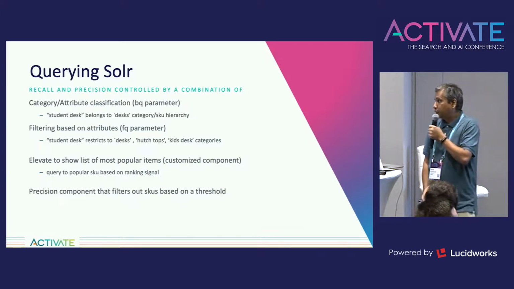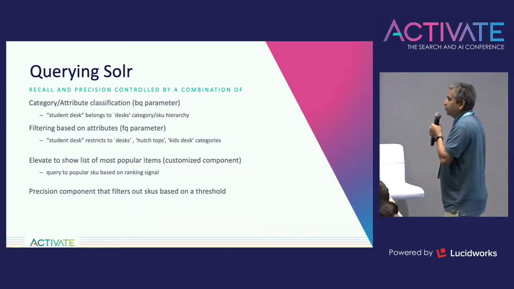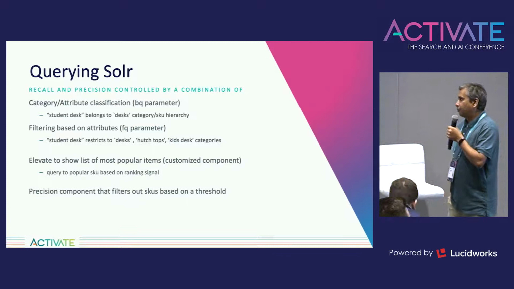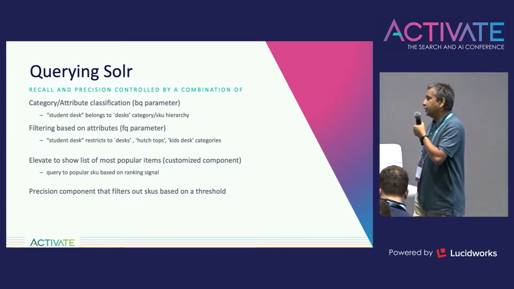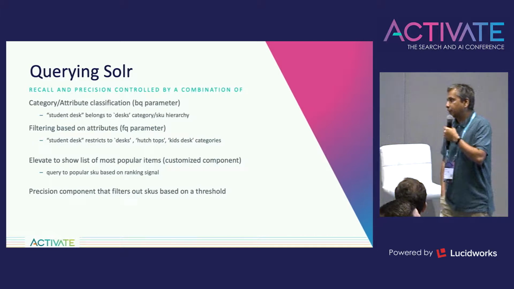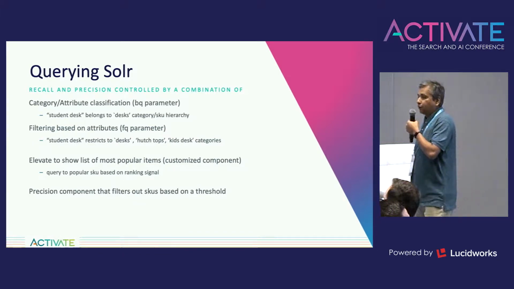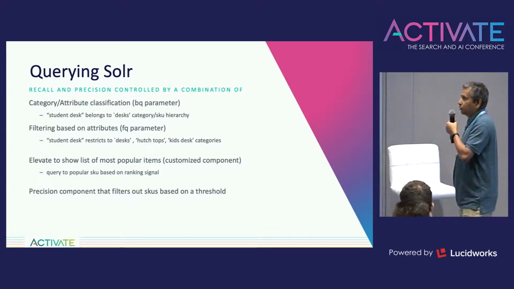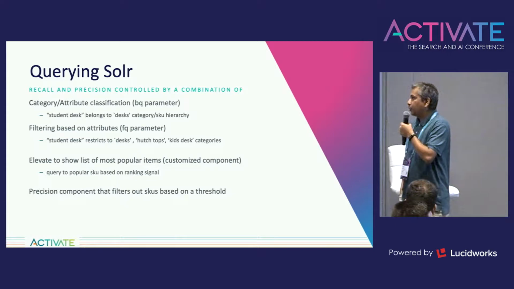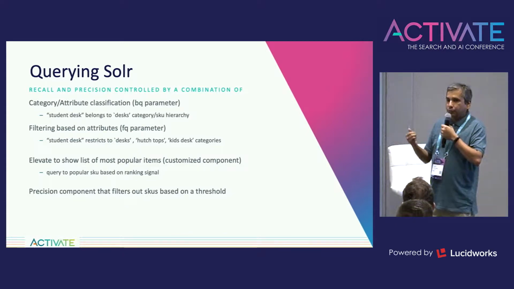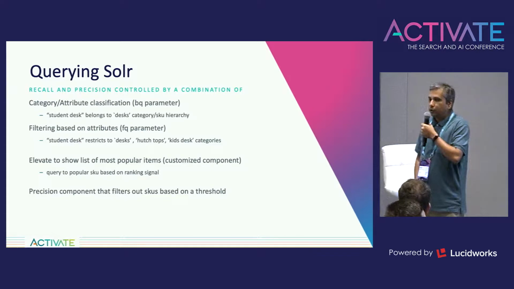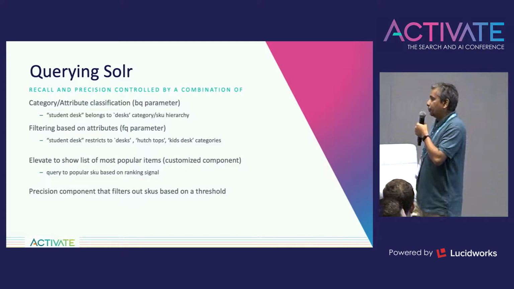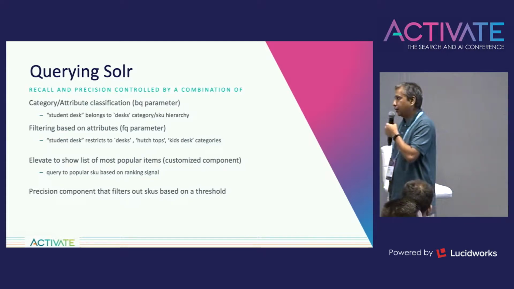When we are querying Solr, the recall and the precision are controlled by various factors, and it could be a combination of these different factors that we use. There's category attribution classification. For example, the student desk belongs to the desk category or queue hierarchy. Once we get the classifier to give us this hierarchy, we use something like a BQ parameter within Solr to boost those items which belong to that category's queue hierarchy.